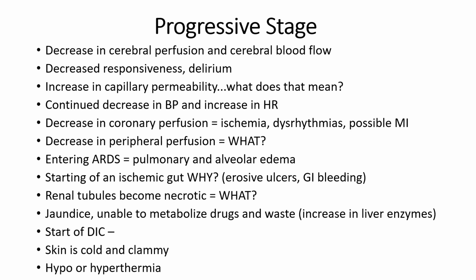The main thing that splits the compensatory stage from the progressive stage is a major change in mental status. We're now seeing a huge decrease in cerebral perfusion and cerebral blood flow, meaning their responsiveness is going to be very, very low. They're going to have altered mental status and decreased responsiveness. They may start to get very lethargic, delirious. And also a big change from compensatory to progressive is a huge increase in capillary permeability.